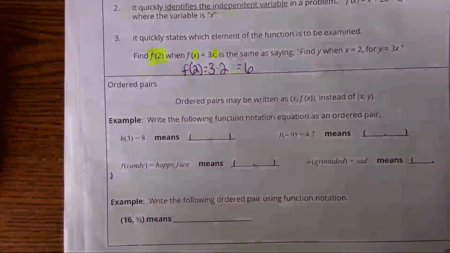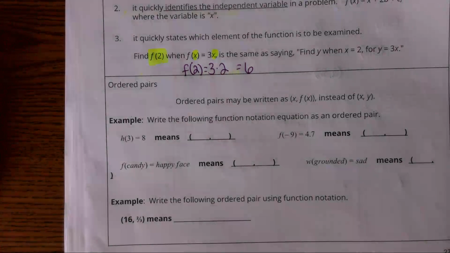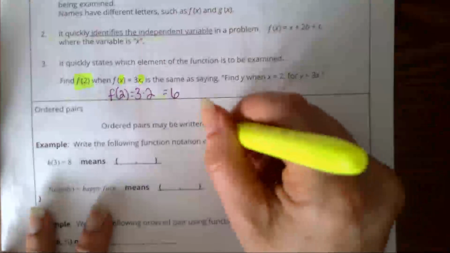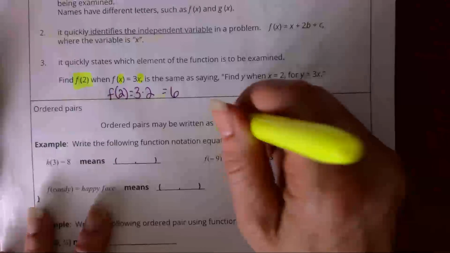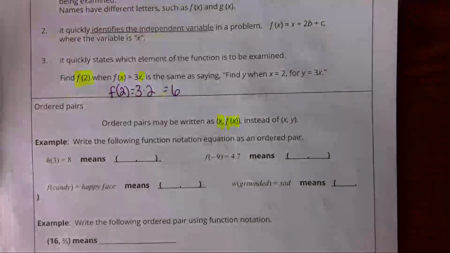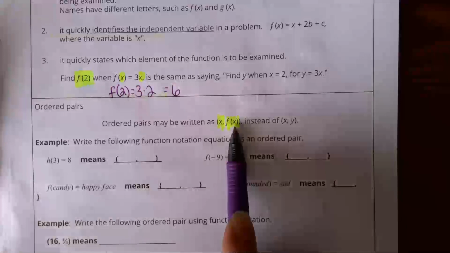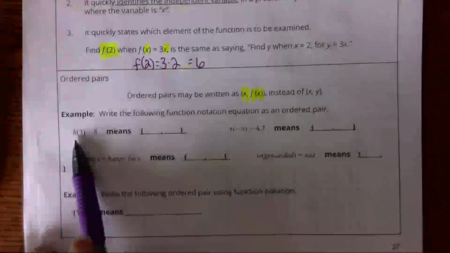So what we're going to talk about now is how this translates to ordered pairs. So far in math, you've learned that we have an x coordinate and a y coordinate. When we're doing function notation, the x is still first, and the f of x just took the place of y. So y equals f of x. They mean the same thing. So where do we find the x? We find the x inside that parentheses. For instance, h of 3 equals 8.